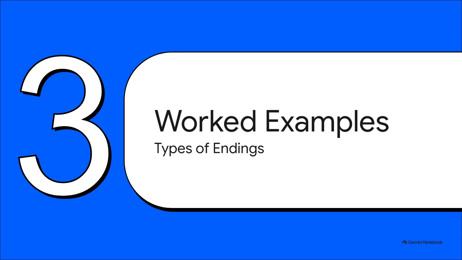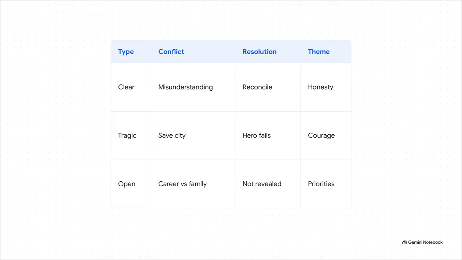In section 3, we are going to look at 3 types of endings through some worked examples. Let's walk through 3 distinct examples. By treating each of these like a mini-story, you're going to see how different endings create completely different meanings. First up, a clear resolution.